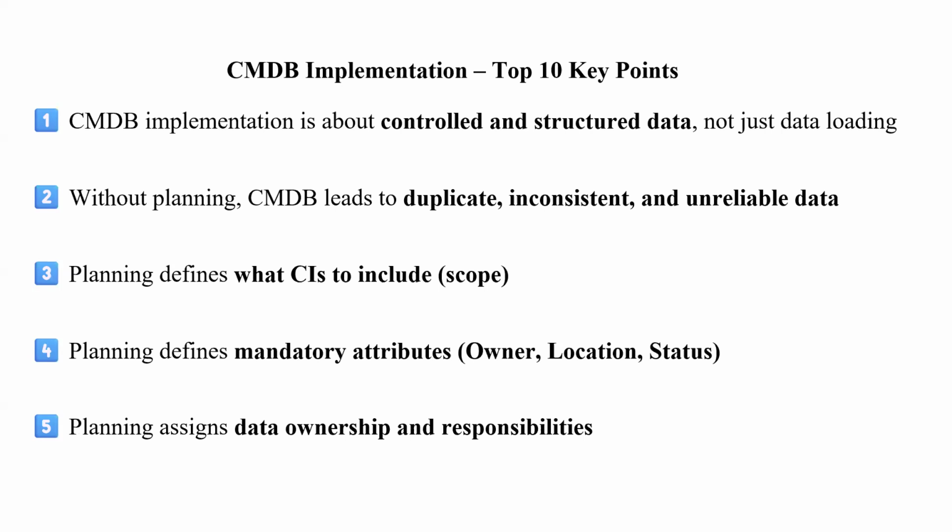Second point, without planning, data becomes duplicate and unreliable. If you do not plan properly, the same CI can be created multiple times. For example, a server is created by Discovery as server 1 and manually as SCR01. This results in duplicate records because of spelling mistakes, and incorrect impact analysis. So it's very difficult to handle incident issues. Proper planning helps maintain a single and reliable record.